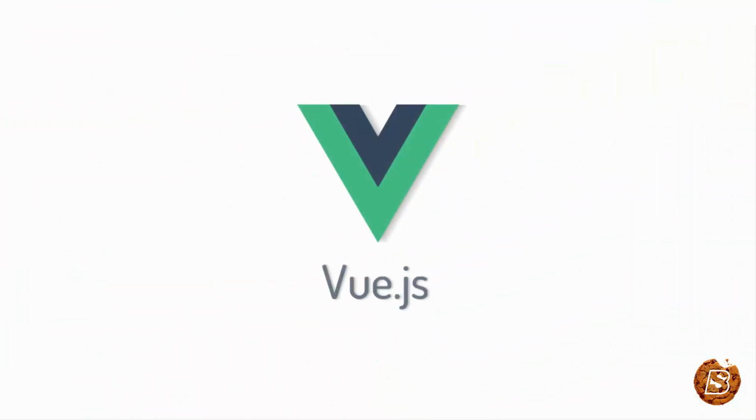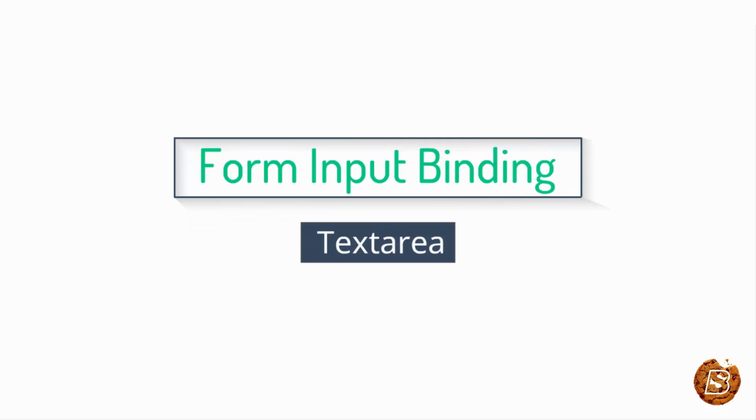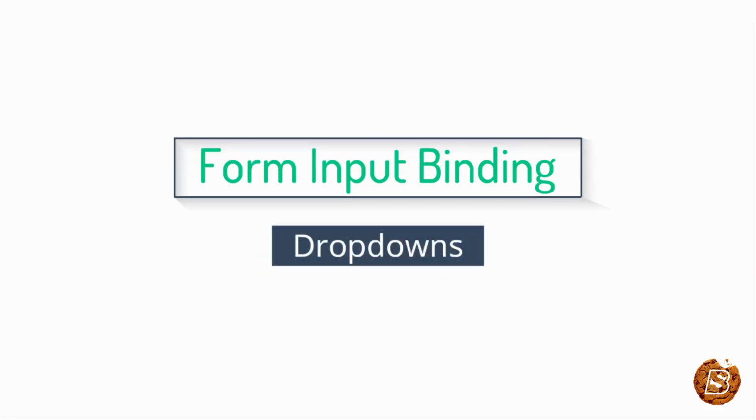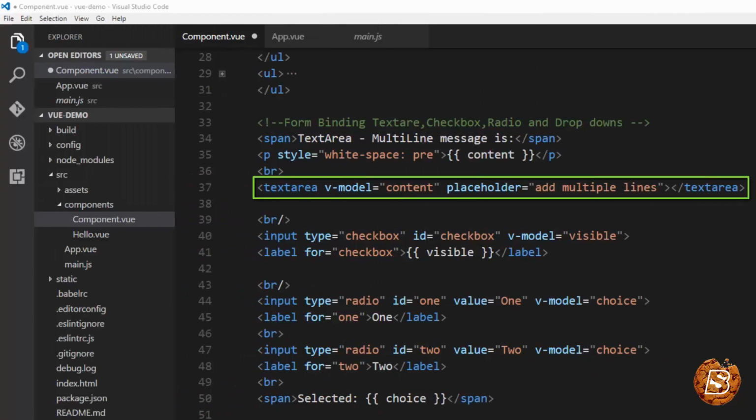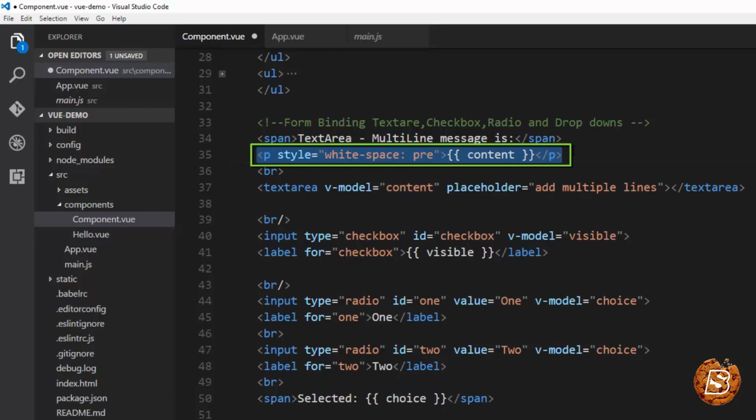In this lecture, we'll be starting with form input bindings, basic usage with text area, checkboxes, radio button, and dropdowns. So for text boxes, we can simply make use of v-model directive and specify the attribute with which it's going to be associated. For instance, here we are making use of content. So whatever data we are entering in the text area, we are just displaying it in this paragraph text. Here you can see that we are making use of the content again to display the text.